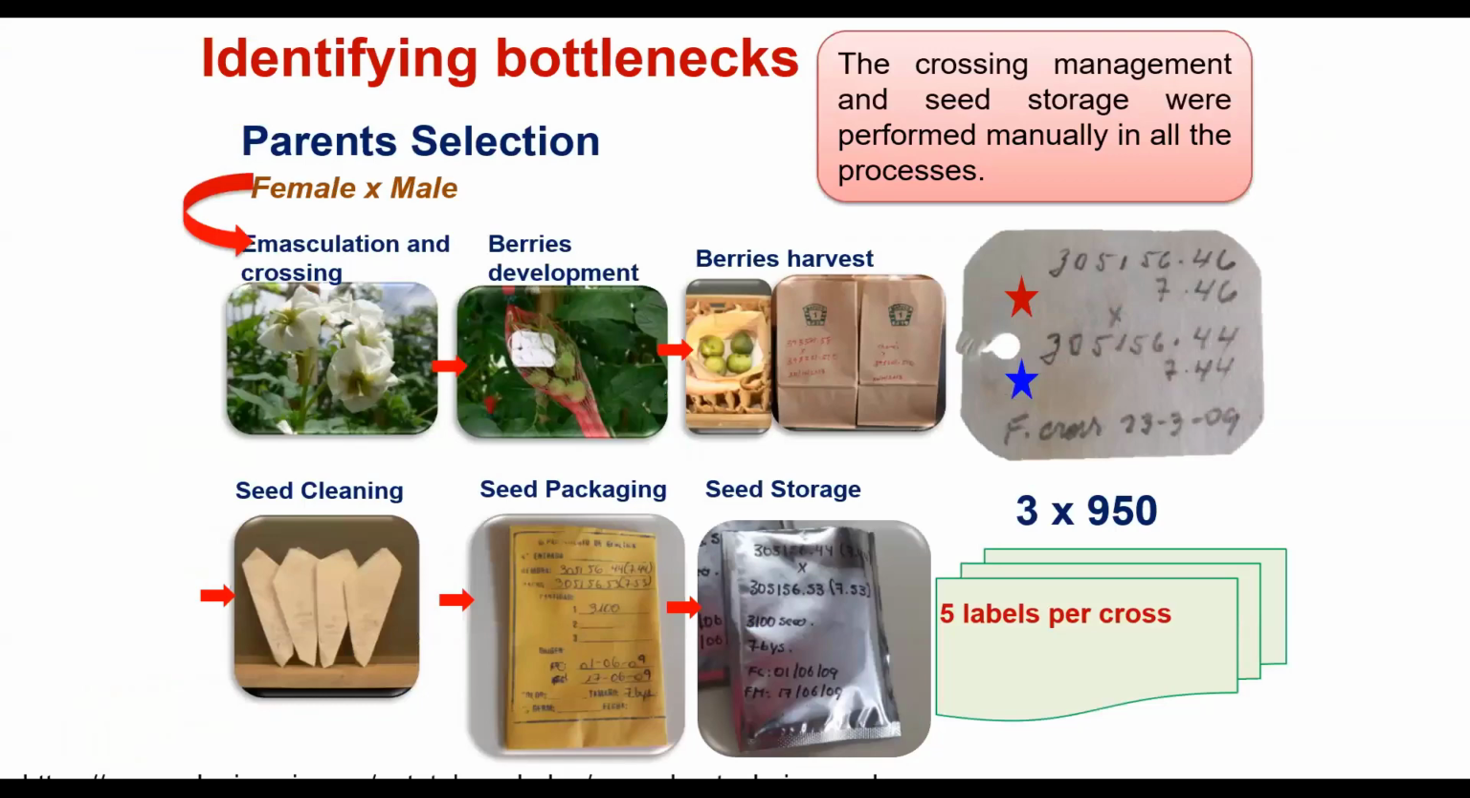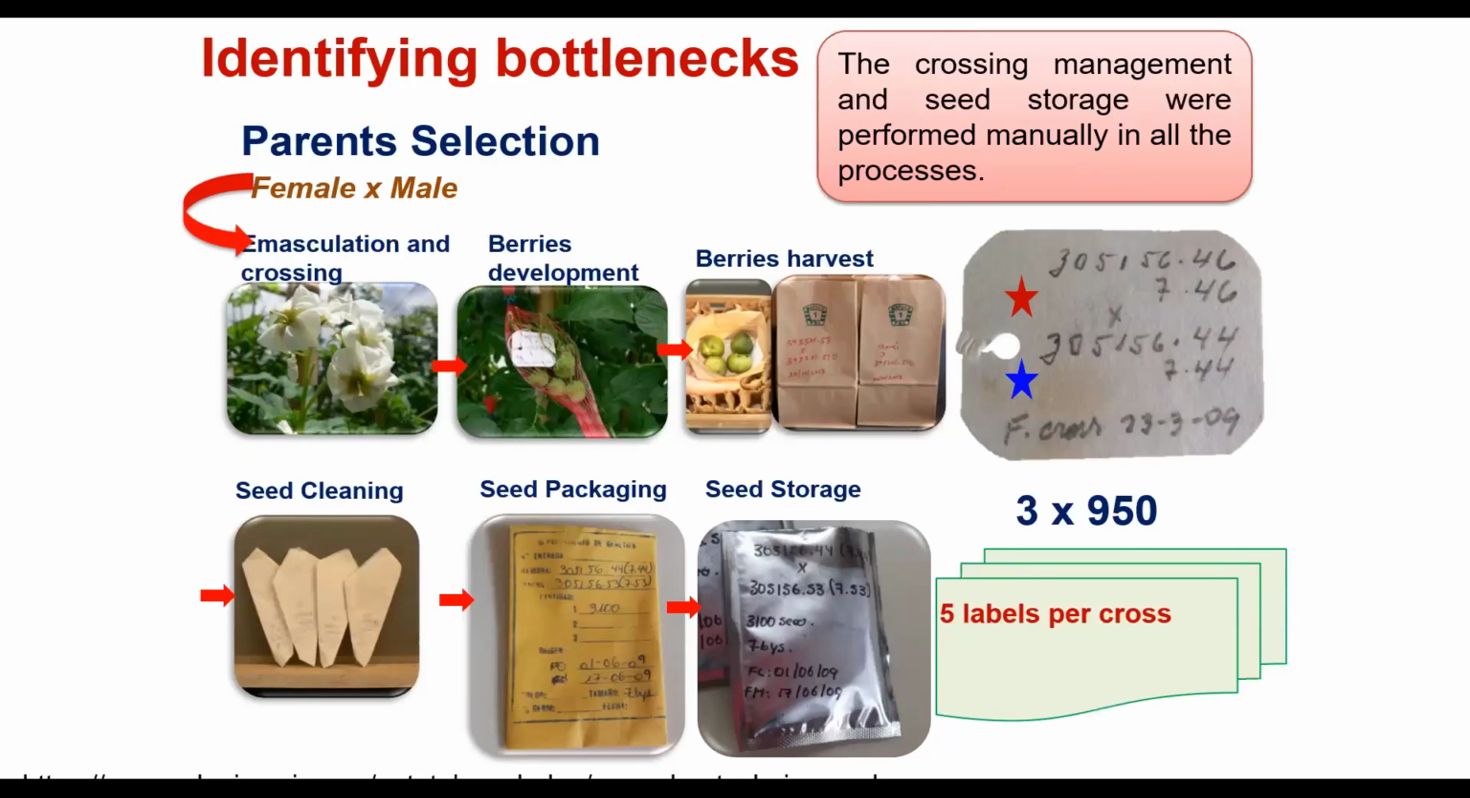The generation and management of new cross progenies entail much handwork, including record keeping, which is time-consuming and highly subjected to human error. In an illustrative case study, seed potato breeders carried out 3 crossing plants per season, in which 950 crosses per plant were performed, and 5 labels were generated for each cross.